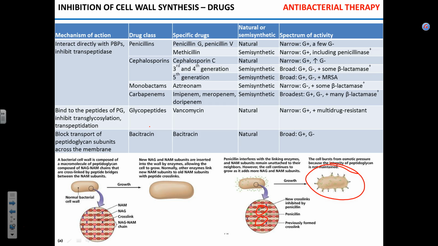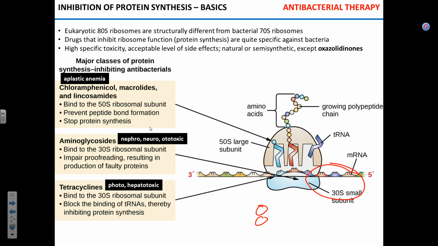But some of them, like last generation cephalosporins and bacitracin, have the broad range. So they are quite effective in targeting both gram-positive and gram-negative microbes. The next class of antibiotics that we're going to talk about is drugs that inhibit protein synthesis. And they do so by binding to the bacterial ribosome.